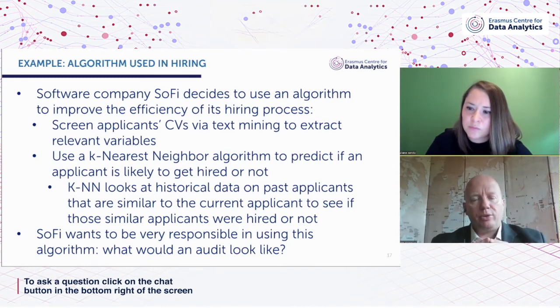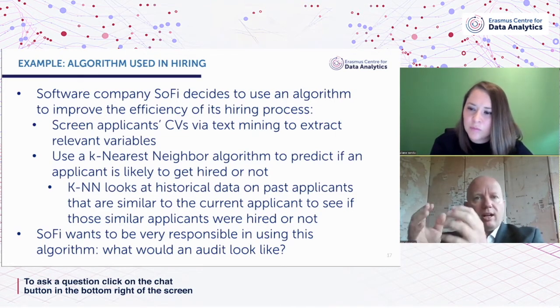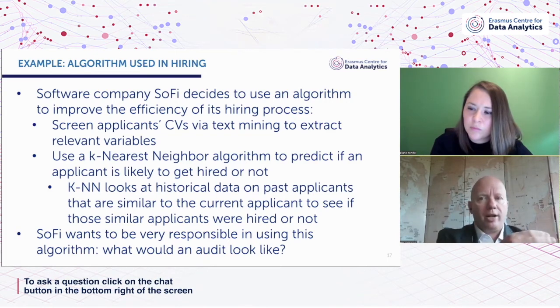And then we use a k-nearest neighbor algorithm where we compare the current applicant to past applicants to see how similar they are to some of these past applicants, or the most similar applicants, and were these most similar applicants hired or not.